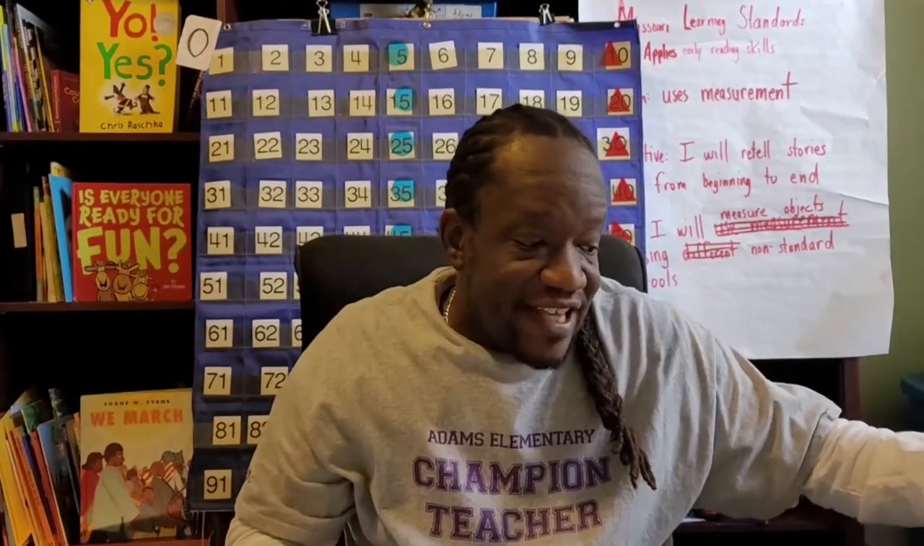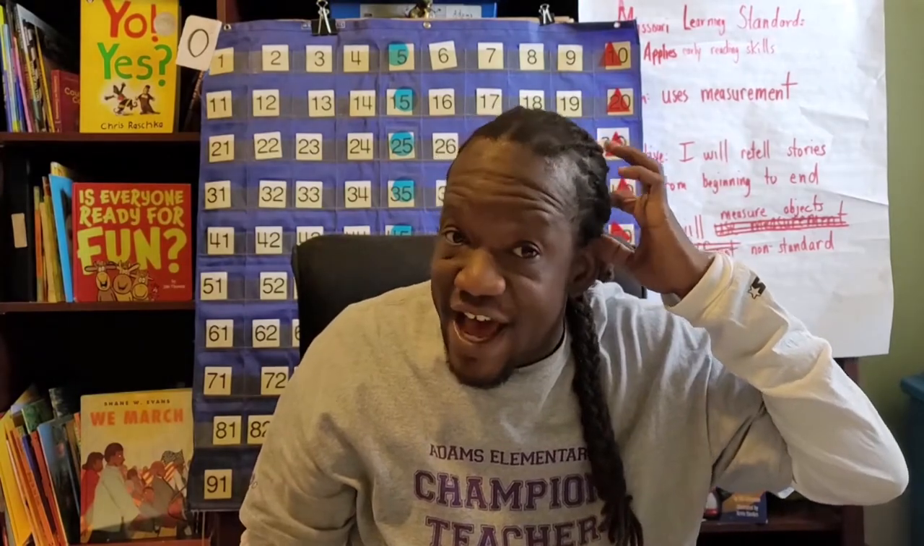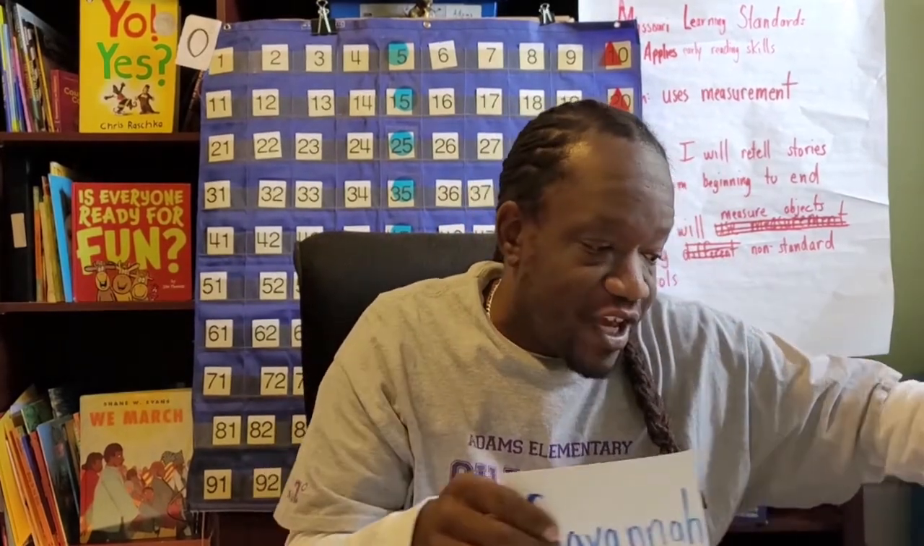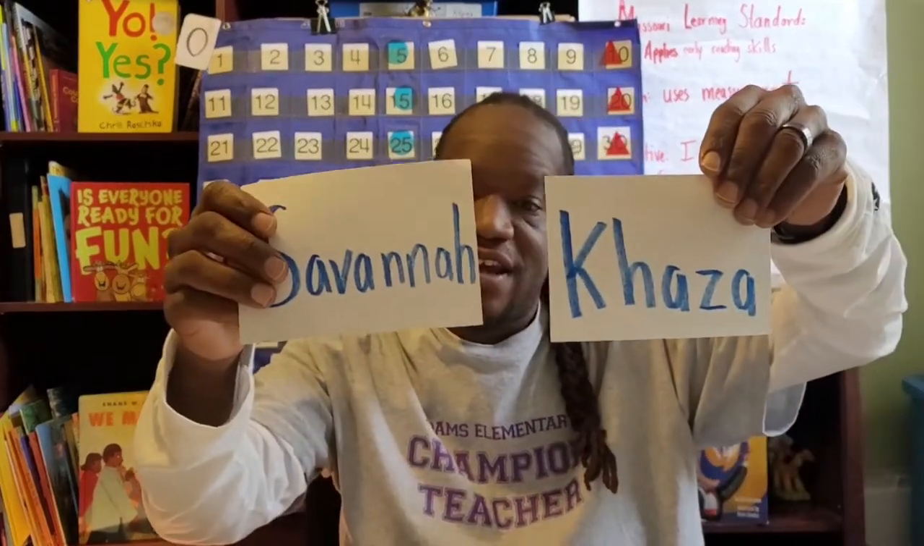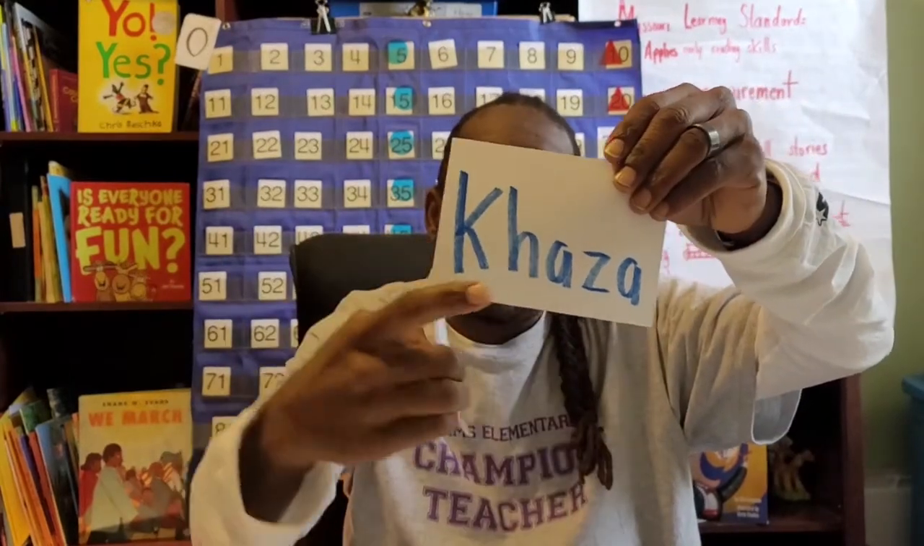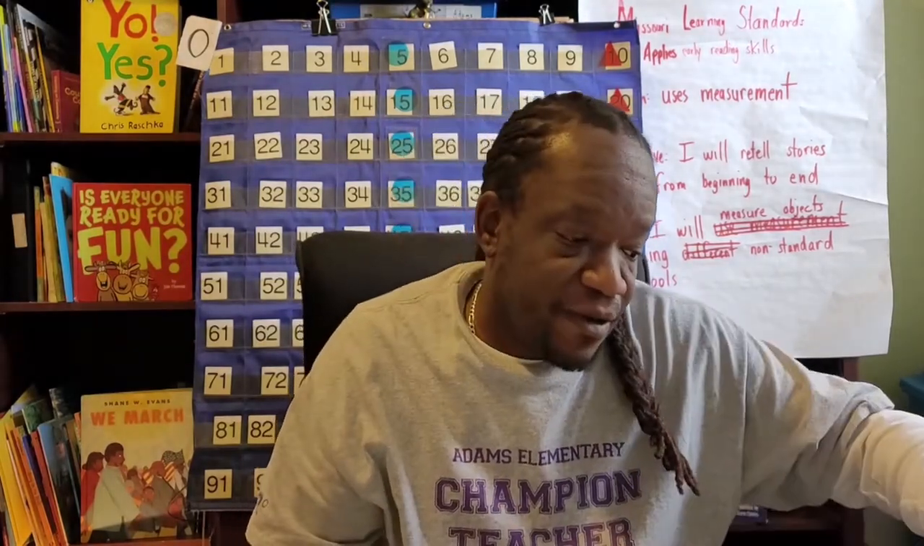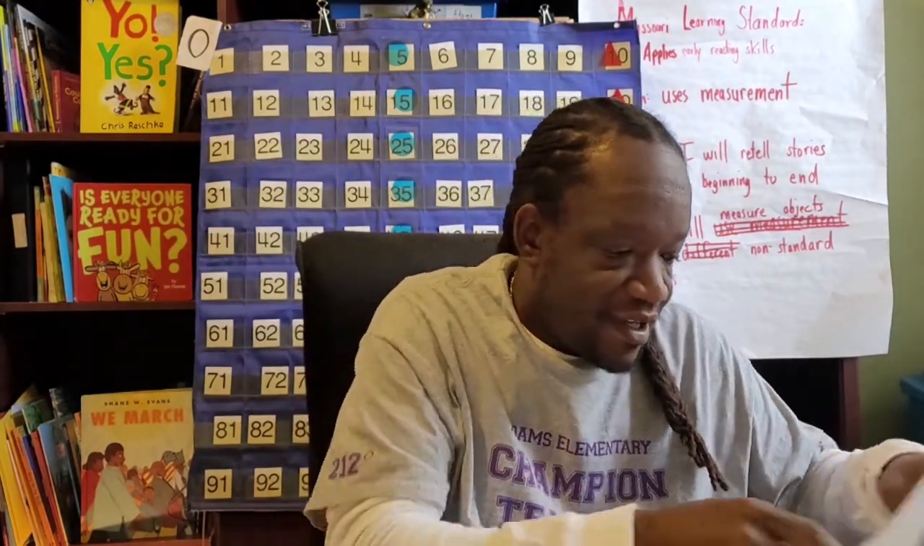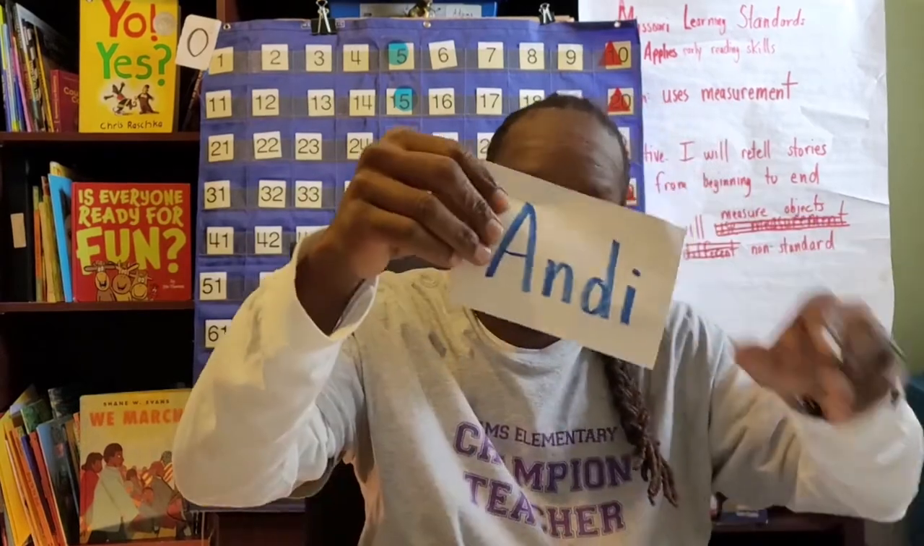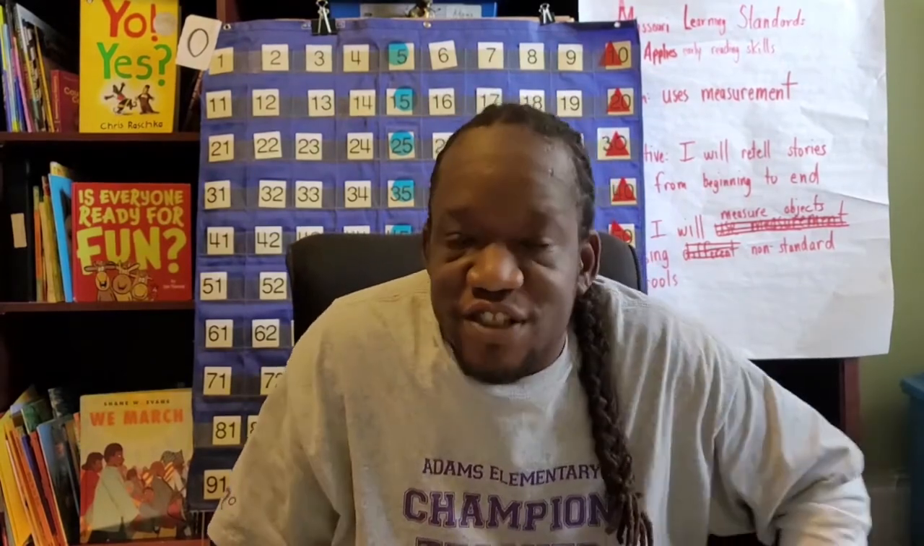1, 2, 3, 4, 5, 6, 7, 8. She has 8 letters in her name. That's a lot of letters. She has more letters than Kaiser, right? Because Kaiser only had 5. She had 8. So she had more letters. Some people have lots of letters. Some people, like Miss Andy, only had 4 letters. But does it matter? No, it doesn't matter how many letters you have in your name. You're still so special. And you're watching me.